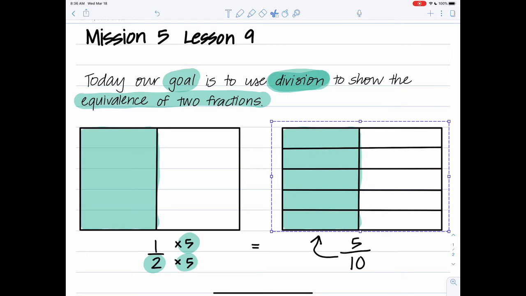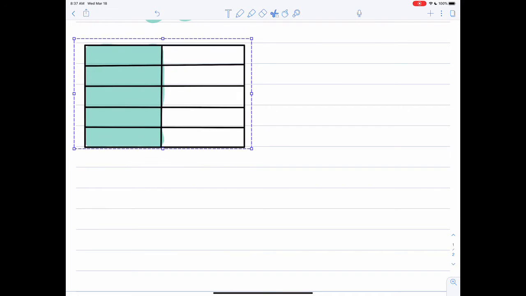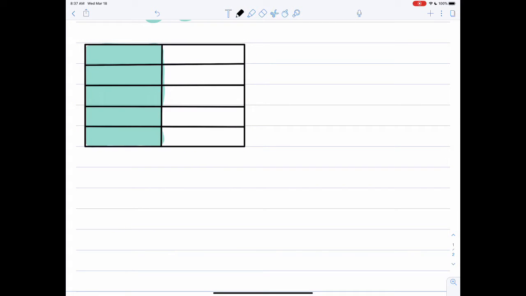Now we're going to see how we can go backwards and find 5/10 and its equivalence to 1/2 using division. This fraction strip or area model above shows 5/10. And we're going to find out how to use division to solve it and make it 1/2. So we're going to divide the top and the bottom both by 5.